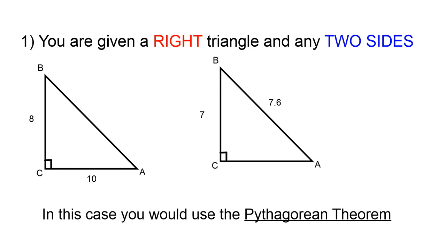That's the first situation. So again, you notice the two right triangles, and in each of them, you're given two different sides. Notice there's no angles. There could be angles, but that doesn't matter. But the fact that you have two sides means right away you can use the Pythagorean theorem.